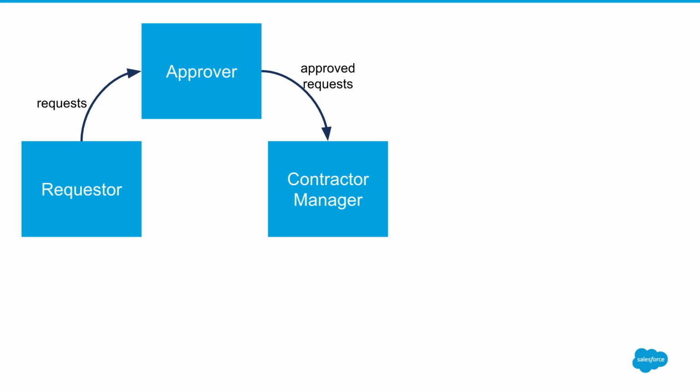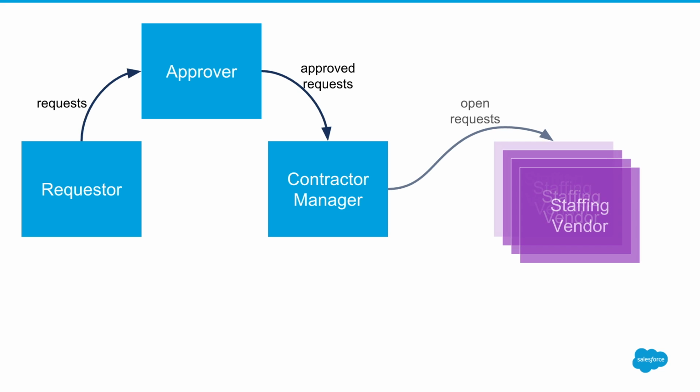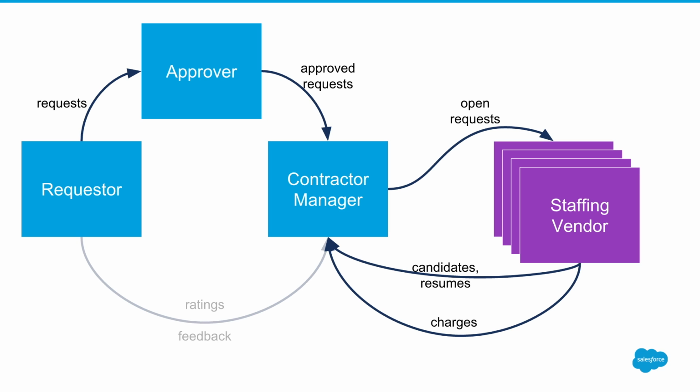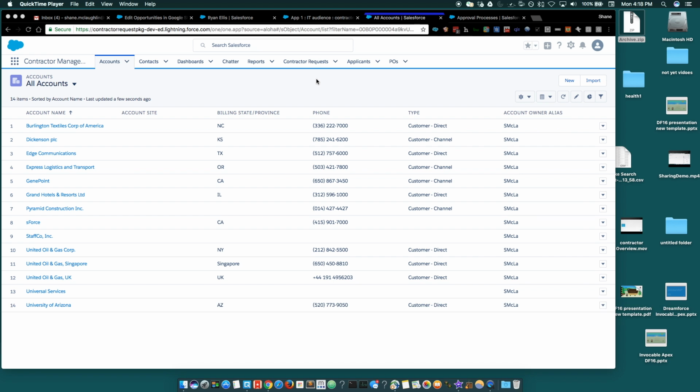The contractor manager can share this request with one or more staffing vendors who can review it and provide candidates with uploaded resumes so that the requester and the contractor manager can find the right talent to get their work done. Once the work is going, the staffing vendor can supply charges so that the requester always knows how much money is being spent. And when the work is done, the requester can provide ratings and feedback so that for future opportunities, we have a history of how this candidate has performed.